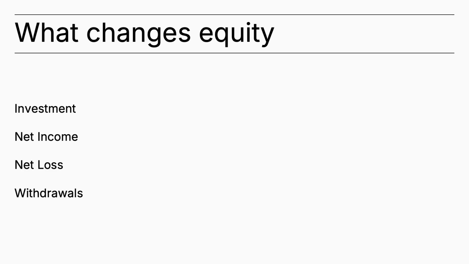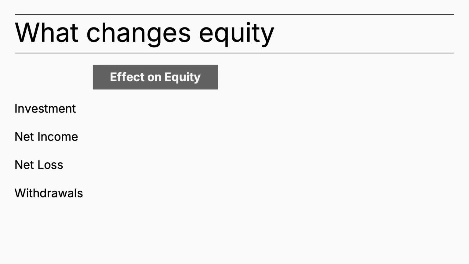Now that you can see how equity works in real situations, let's look at what actually changes it over time. Because equity isn't fixed, it moves, and it's influenced by four main components. These components are what constantly change the owner's claim in the business. And those changes can either increase or decrease equity. It goes up when you invest more, and if the business makes profit. It goes down when the business loses money, or if you take money out.